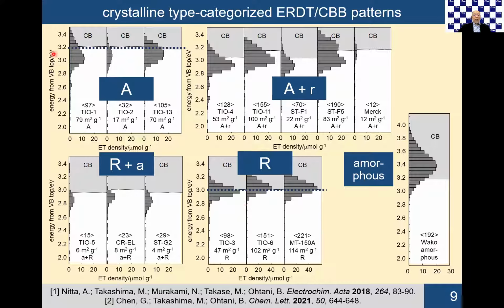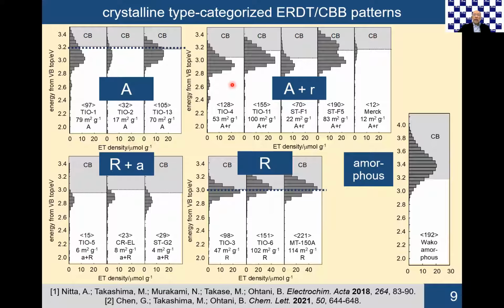For anatase, the CBB position is almost the same. For the rutile sample, the CBB position is also almost the same. So that means the CBB position reflects the bulk structure. And depending on the content of anatase and rutile, the CBB position is changing. And also, at the same time, the ERDT pattern is different.